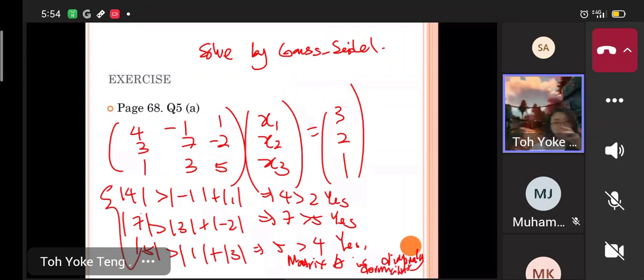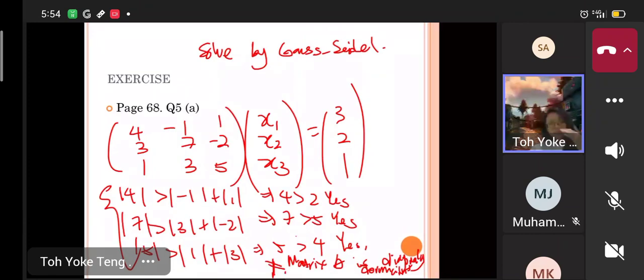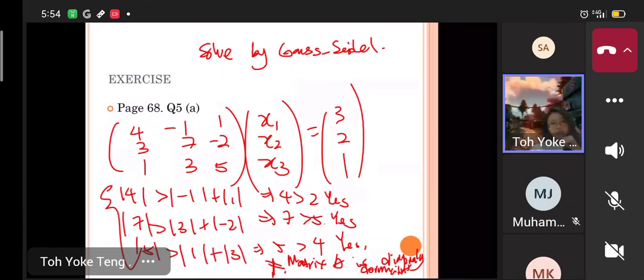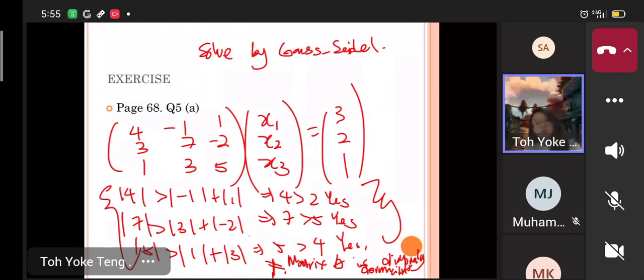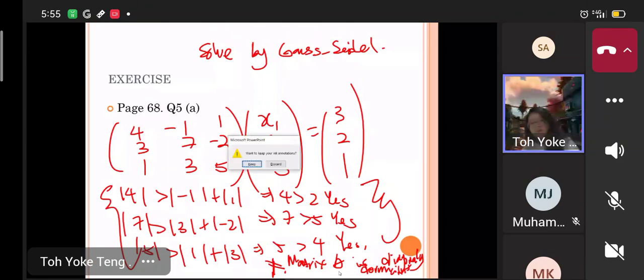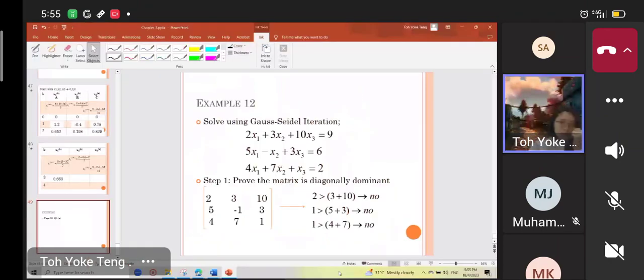Actually, this part you need not prove, since the question didn't ask you to show it. You may just write down that matrix A is diagonally dominant, and then proceed with the calculation. In case the question asks you to prove it, you have to prove this part. If not, you just check whether you have to rearrange or not. If there is no need, you just write down that matrix A is diagonally dominant. That is enough already.